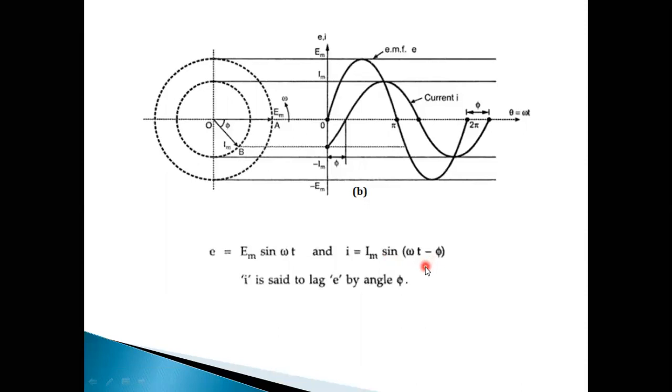Observe this particular waveform. The voltage will come first. After that the current travels. That's why there is a lag in the current with respect to which thing? Voltage. That's why current is said to lag E by an angle of how much? Phi. That's the only thing we have to understand. The lagging quantity is the one that lags.